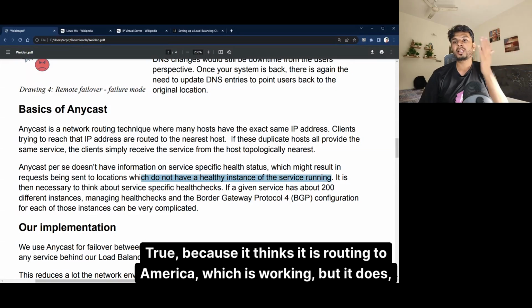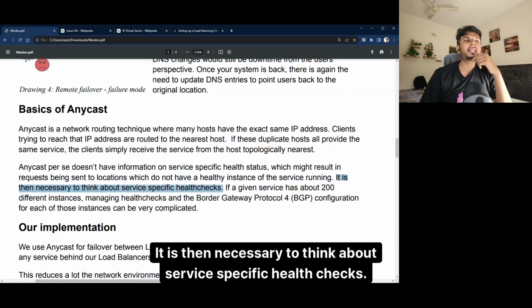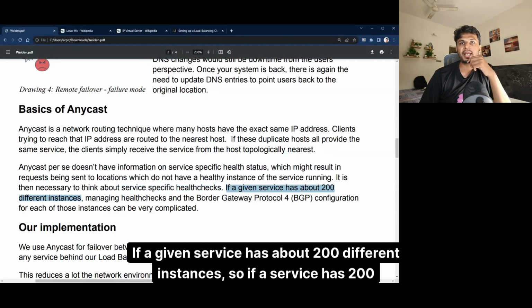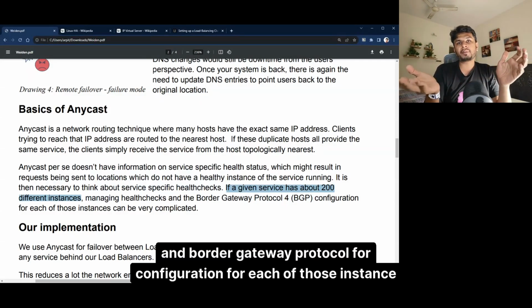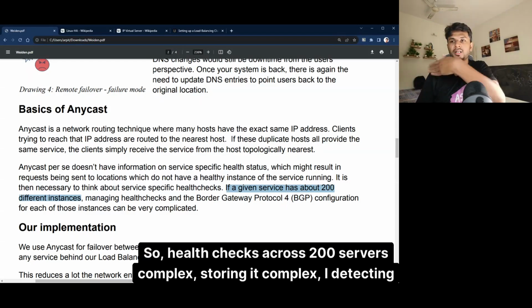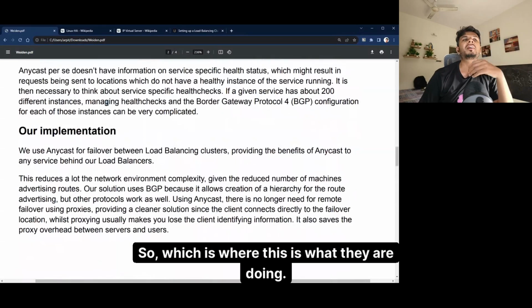True. Because it thinks it is routing to America, which is working, but it's not sure. What if America is also down? Right? So it does not have that context. It is then necessary to think about service-specific health checks. If a service has 200 different instances, managing health checks and Border Gateway Protocol 4 configuration for each of those instances can be very complicated. So health checks across 200 servers are complex, storing them is complex, detecting failure is complex and whatnot. Right? So this is what they are doing.